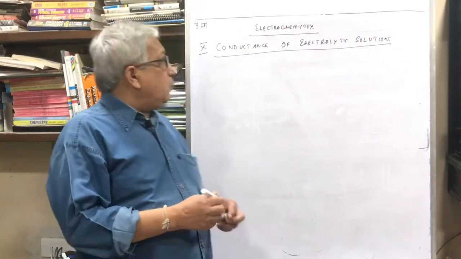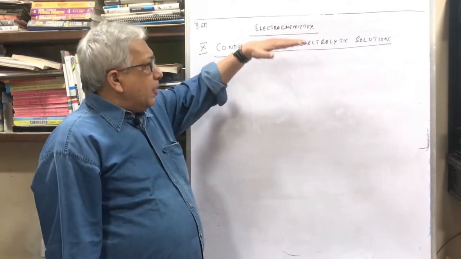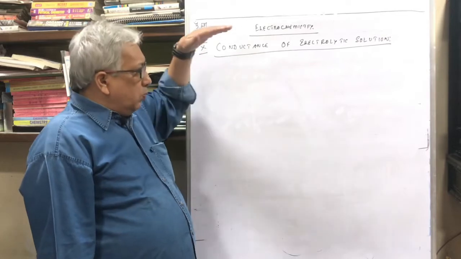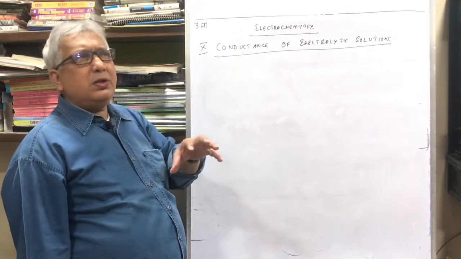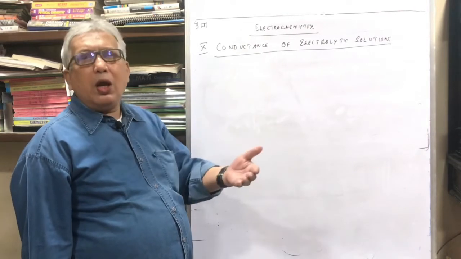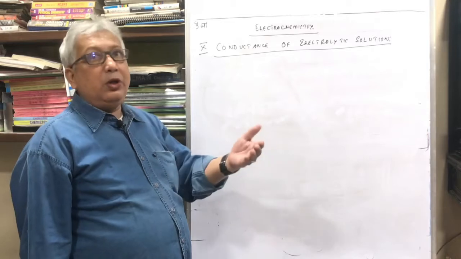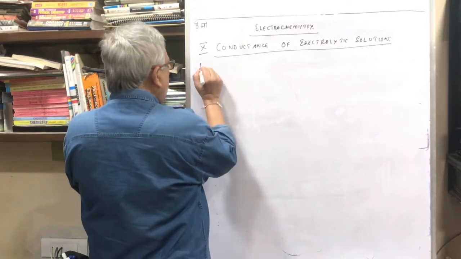So students, we have been talking about the last part of electrochemistry, that is conductance of electrolytic solution. Now in this, the remaining part that we have to discuss is basically measurement of conductivity and molar conductivity of electrolytic solution by experimentation.